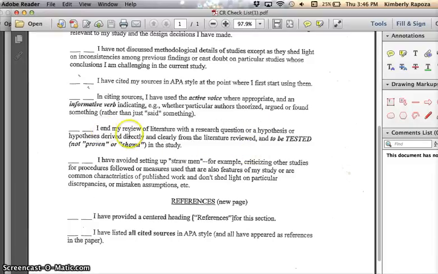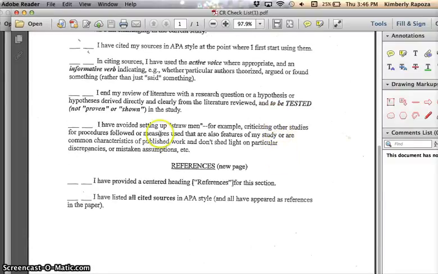We had the exercise on hypotheses last class, and you're going to have a hypothesis at the end of your review of literature. And that is to be tested, not something that you can prove or show. Show is, of course, past tense. Show is passive voice, so you wouldn't use that word. But hypotheses are something to be tested, and you will end your review of literature with a hypothesis.